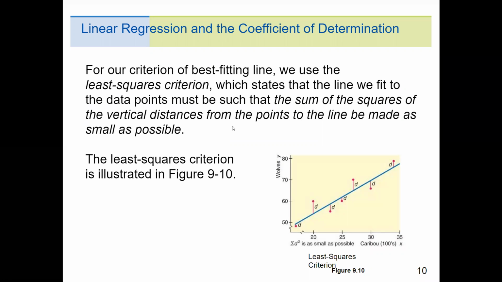For our criterion, our best fitting line, we use the least squares criterion, which states that the line we fit to the data points must be such that the sum of the squares of the vertical distances from the points to the line be made as small as possible. The least squares criterion is illustrated in 9.10. So here you see the distance there is really, really small. All right.